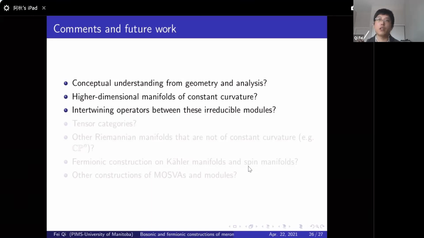So what are the intertwining operators between these irreducible modules? If you were a physicist, you would probably care much more about tensor categories because you need to understand how those strings interact with each other. That basically means it's necessary to consider the tensor categories. And as I said, for modules generated by functions with special eigenvalues, I believe this is possible, and there should be a beautiful theory lying ahead. This is definitely something interesting to study.